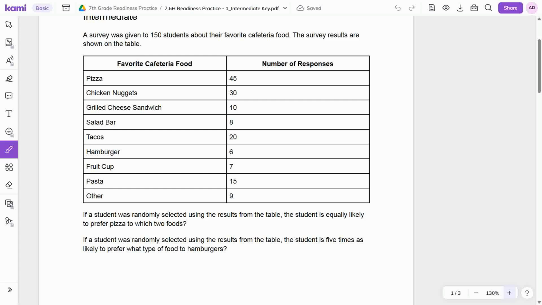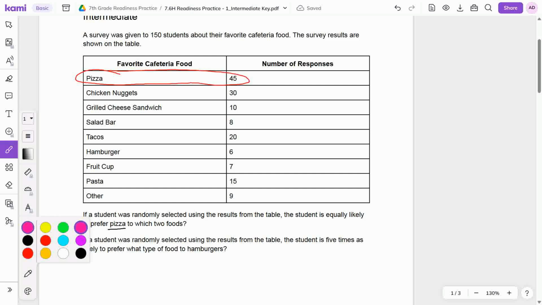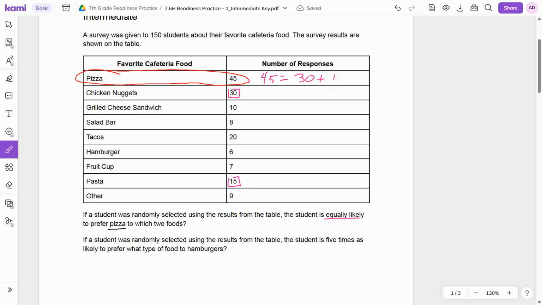If a student was randomly selected using the results from the table, the student is equally likely to prefer pizza to which two foods? All right, so where's my pizza? My pizza is right up here, 45. So I'm looking for a combination of two foods that equal 45 because it has to be equally likely. So 45 equals what plus what? So I could do a 30 because I see a 30 and a 15 right there. But sometimes there's more than one answer.